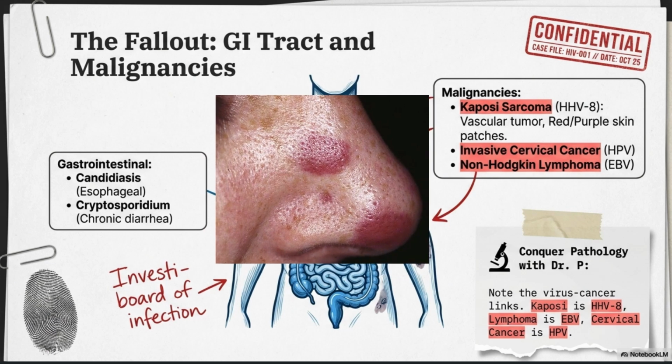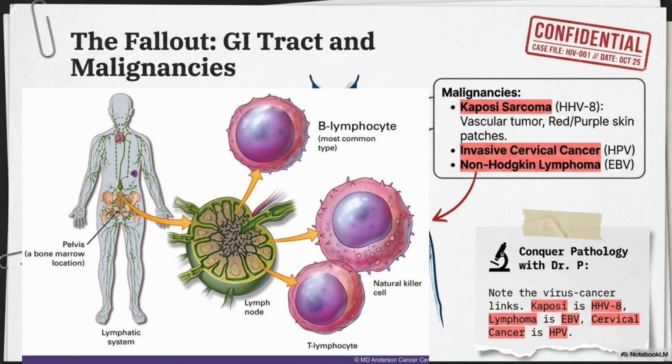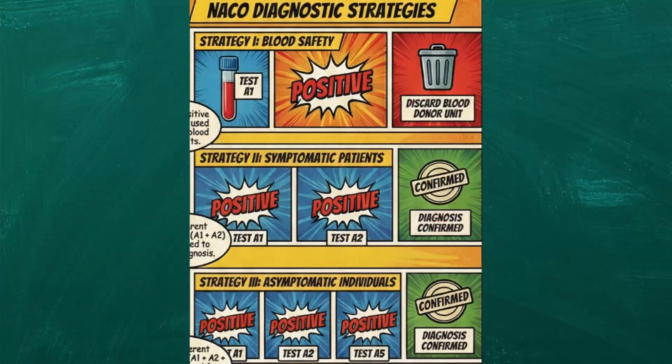Malignancies. Kaposi sarcoma. It is caused by HHV8. It is a vascular tumor and is seen as red or purple patches on skin. Invasive cervical cancer. It is HPV driven. Non-Hodgkin's lymphoma, EBV driven. How do we catch them?